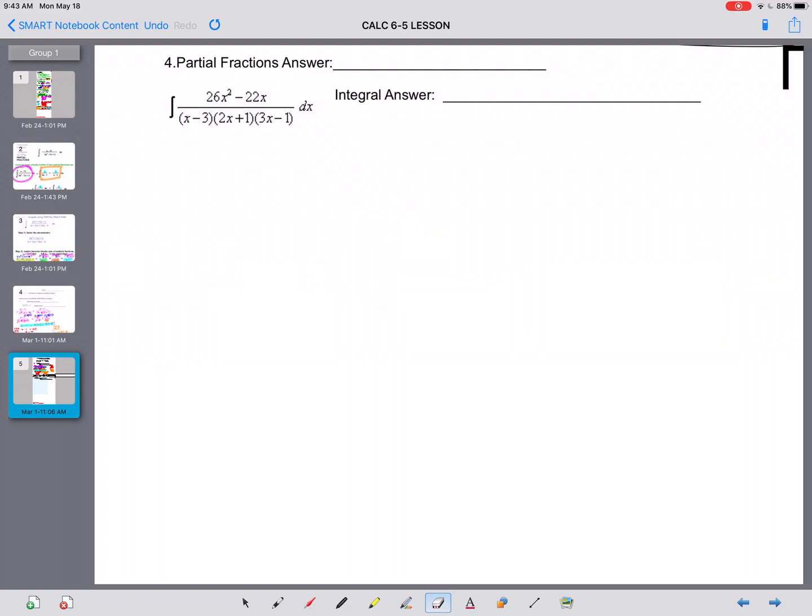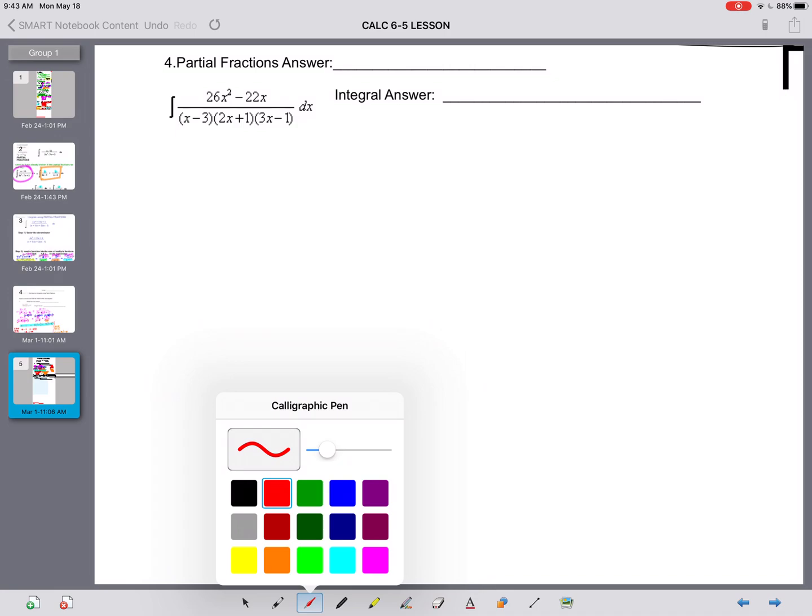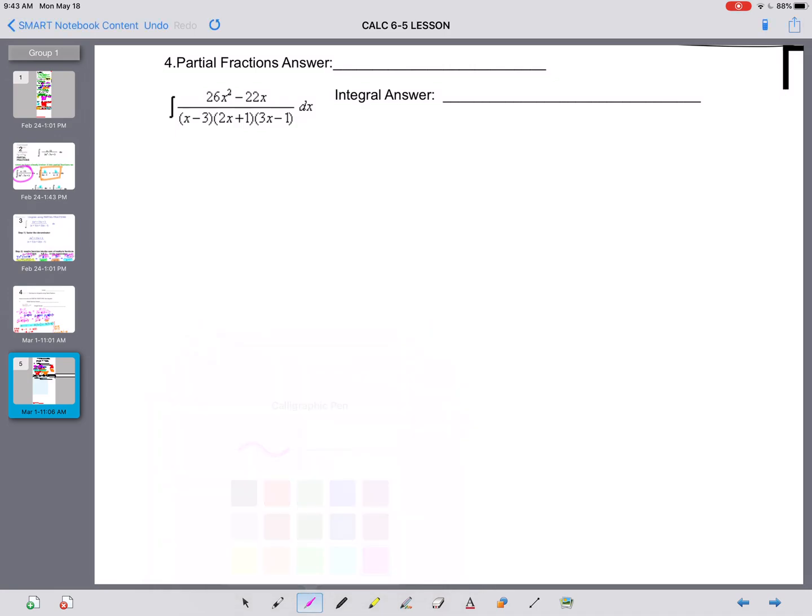This is part three of going over Calculus Worksheet 6.5. Here it is, problem 4. The first step is to factor the denominator. Well, this one's already factored. Kind of nice for us. It's hard enough. It's already factored.